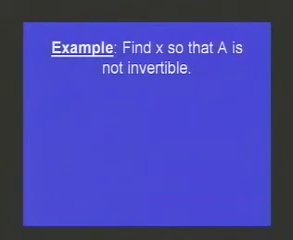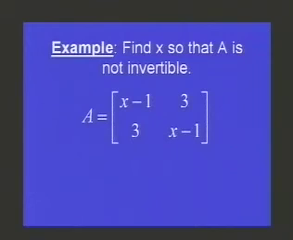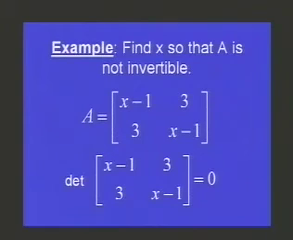Okay, another example. Find x so that A is not invertible. Now remember, if A is not invertible, its determinant must be 0, because we said if its determinant wasn't 0, it was invertible. So we can put nots in front of both of those. So if the determinant is equal to 0, it's not invertible. So let's take our A matrix that they give us to be x minus 1, 3, 3, x minus 1, and let's set the determinant of that matrix equal to 0.